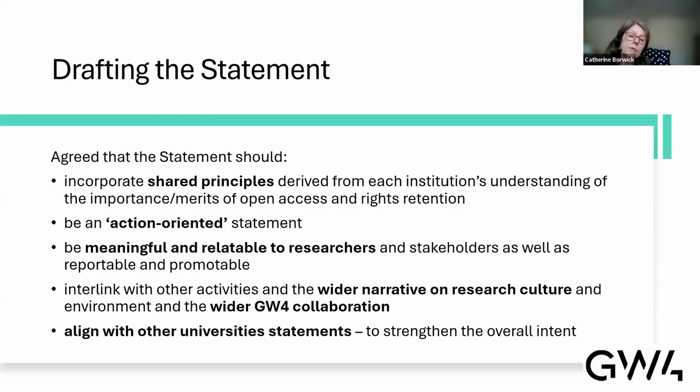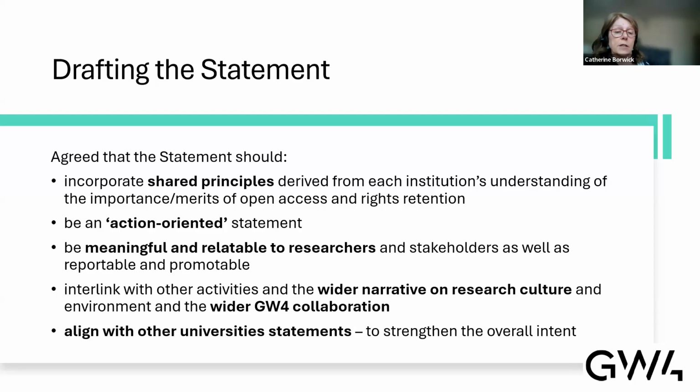Okay, next slide. So when the statement was drafted, it was agreed that it would pull in the shared principles derived from each institution's understanding of the importance and merits of open access and rights retention. So each institution had been discussing it, pulling out the key benefits and the reasons for doing it, and it would combine the philosophy, the wording, and the approach and perspective of each of the institutions, but it should be action oriented. So it should look to the future. What are we going to do to support this and to support our researchers? How are we going to go about this?